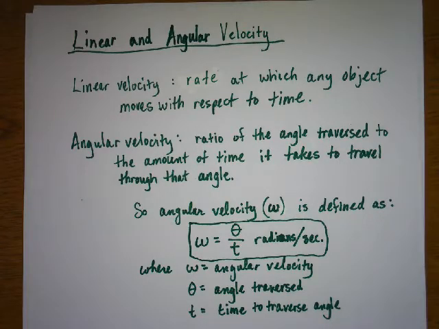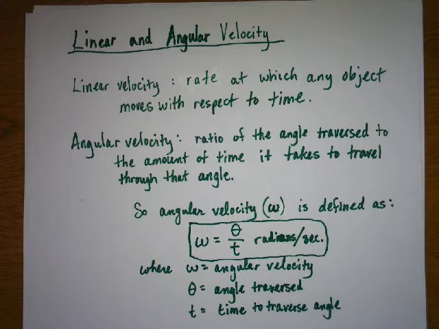This video is about linear and angular velocity. We're just going to touch on the definitions and our formulas, and then tomorrow in class we will go over some examples of how to use these. Linear velocity is the rate at which any object moves with respect to time.